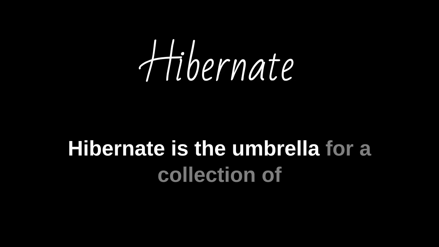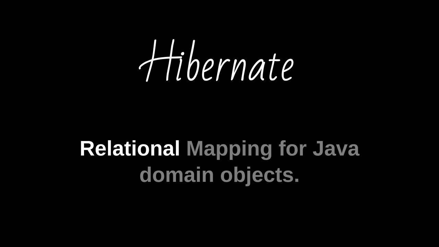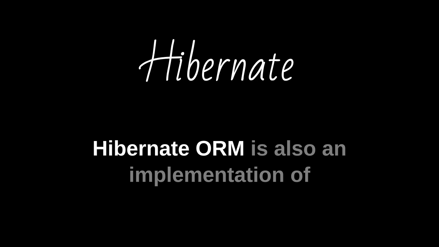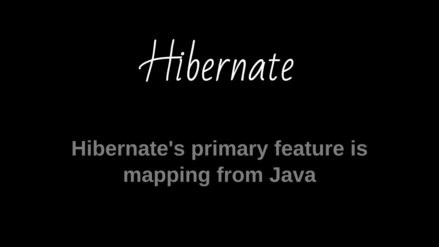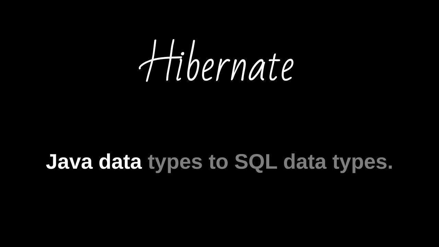Hibernate is the umbrella for a collection of libraries, most notably Hibernate ORM, which provides object-relational mapping for Java domain objects. In addition to its own native API, Hibernate ORM is also an implementation of the Java Persistence API (JPA) specification.